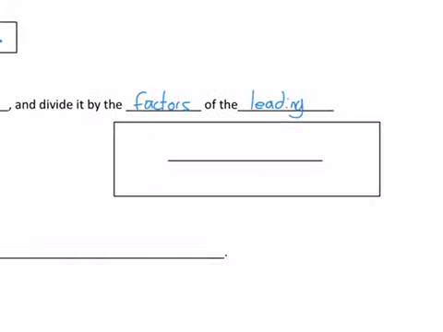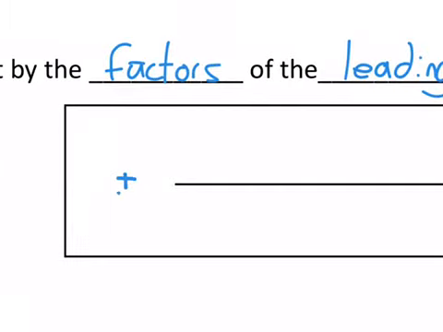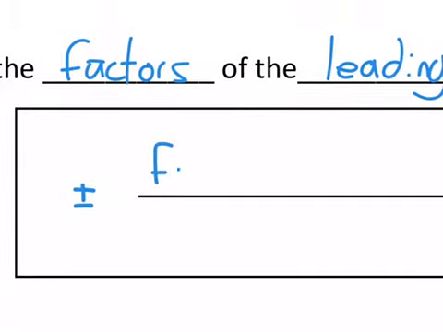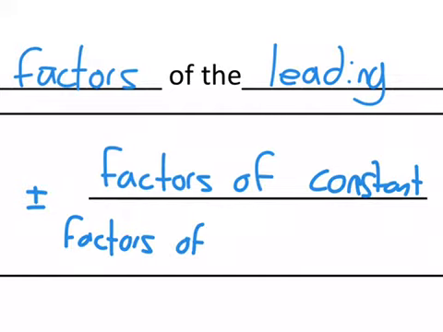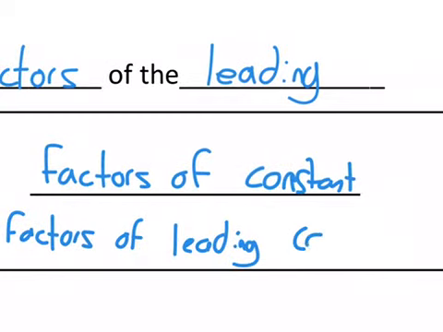And here's what it's going to look like over here. You'd have a plus or minus. Here would be the factors of the constant, and in the denominator, you'd have your factors of your leading coefficient.